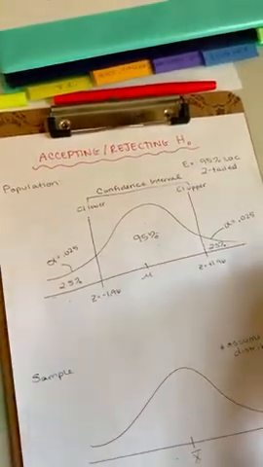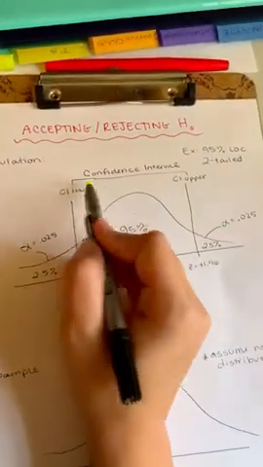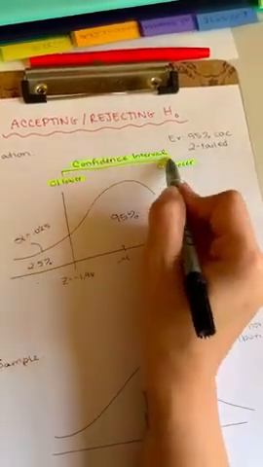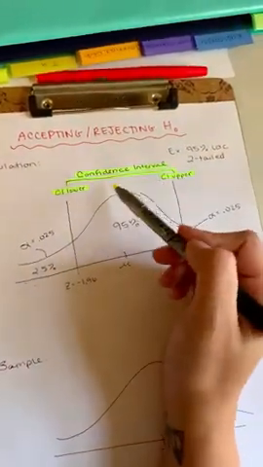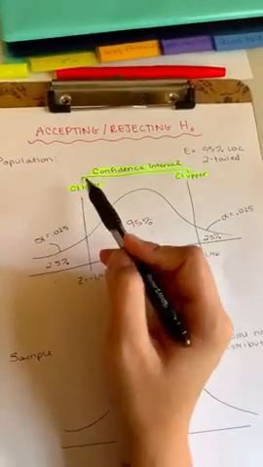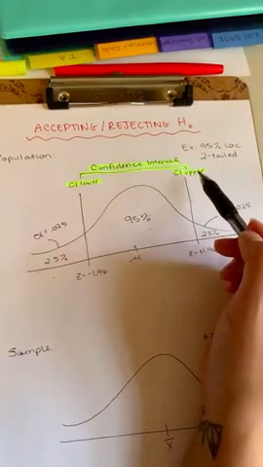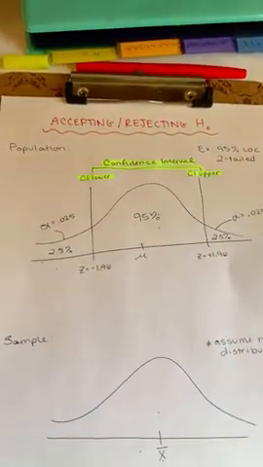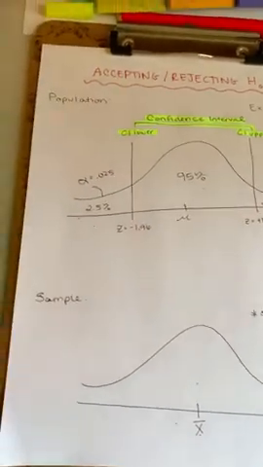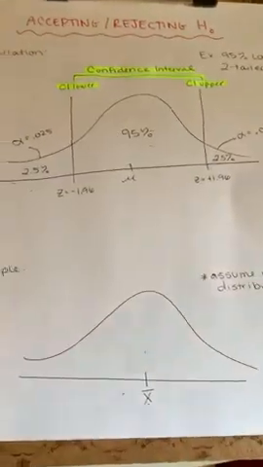Okay, so I'm gonna put this in yellow, right? And remember, we represent the confidence interval in brackets, which means we're including both the value that exists at the lower bound as well as the value that exists at the upper bound. Now, what does this mean with regards to accepting or rejecting the null?